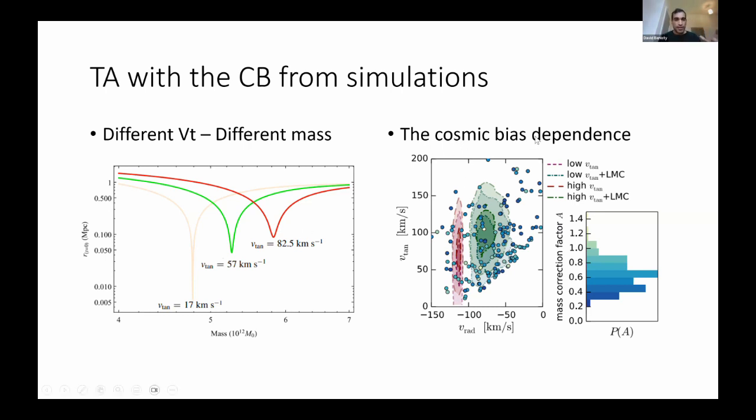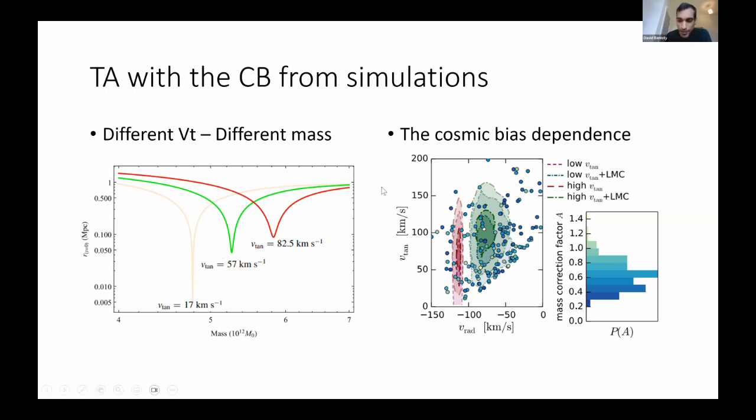So we took a lot of simulations of Milky Way and Andromeda type binaries, and from the parameter space there, we tried to find the best point, which actually corresponds to the timing argument. This is how we found the correction factor. This correction factor eventually becomes about 0.63.